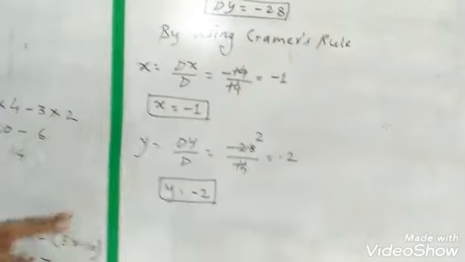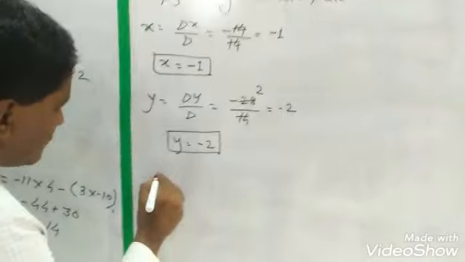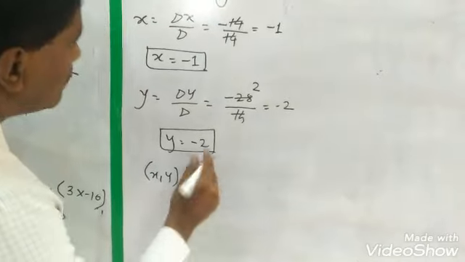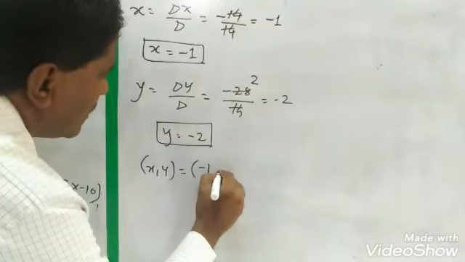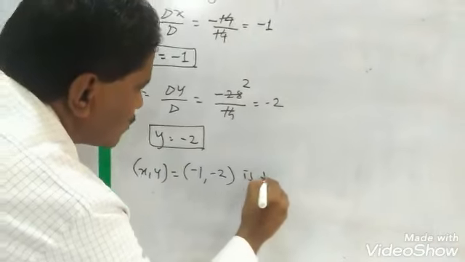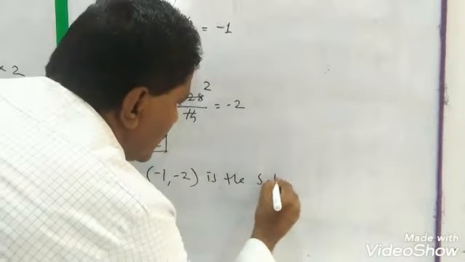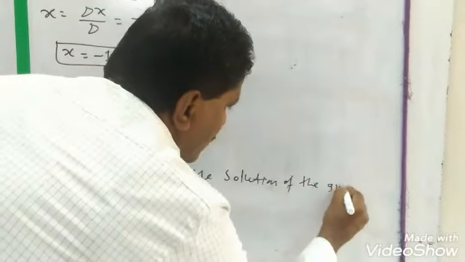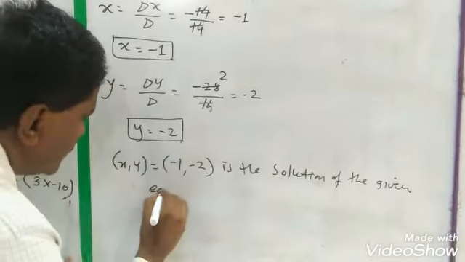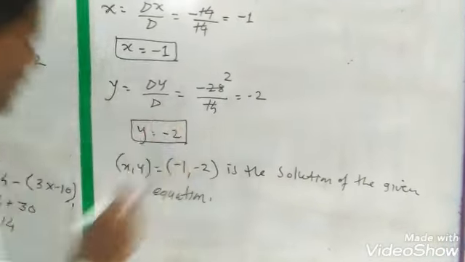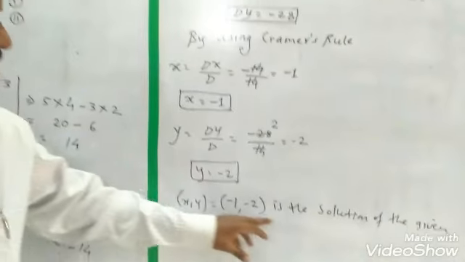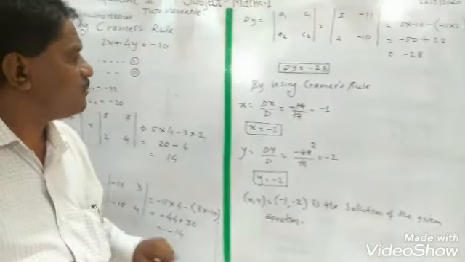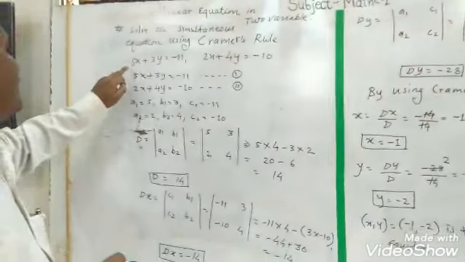So we get the solution set of the equation: x, y is equal to minus 1, minus 2 is the solution of the given equation. Clear? We should check whether this answer is correct or not. Minus 1, minus 2.